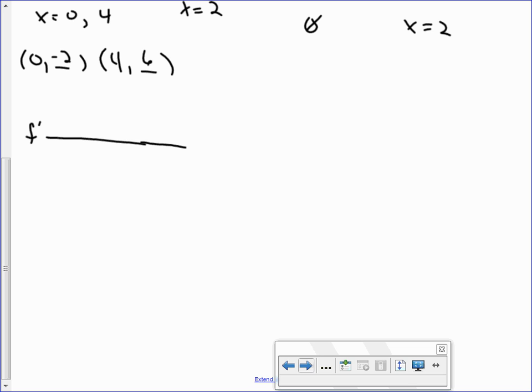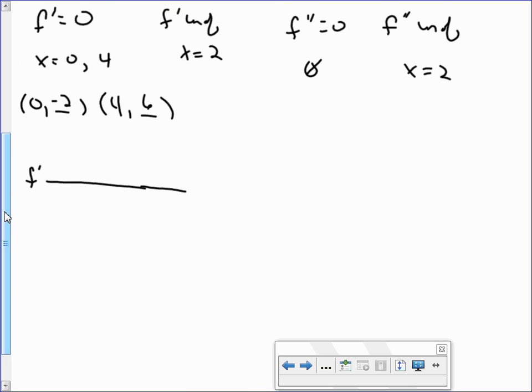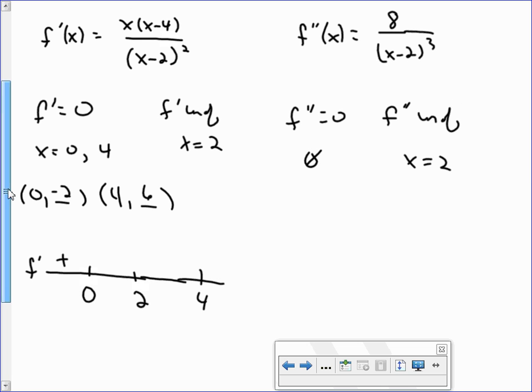For f prime, you have to include that 2 in your interval test, because that's a place where things can possibly change. So it's going to be at 0, 2, and then at 4. We test those, plugging back into the first derivative. The denominator is always positive, so I can just check the numerator. It is increasing, then decreasing, and on the other side of 2, it is decreasing and then increasing.